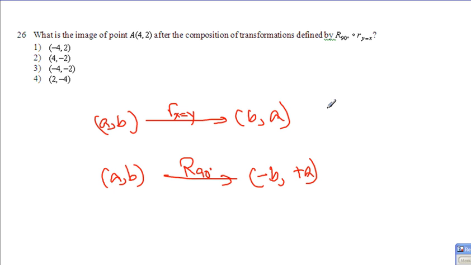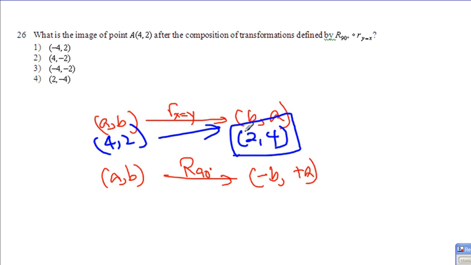Negative sign will be attached in the front. So in other words, when you have 4 comma 2, first thing which you have to do is going through from right to left reflection. So that becomes our 2 comma 4. That becomes our first intermediate solution, but it has to go through the 90 degree rotation. That means we have to switch them. So we get 4 comma 2, but negated with the first value, which is negative 4 comma 2, which is choice 1.